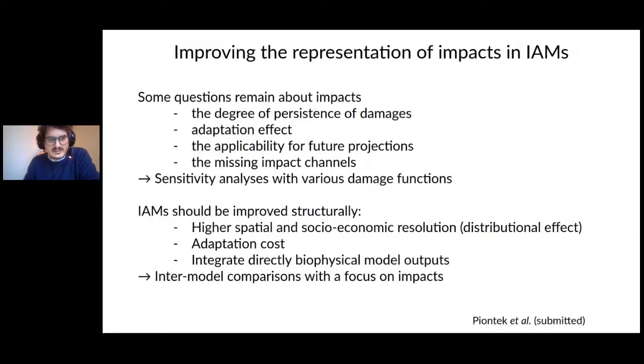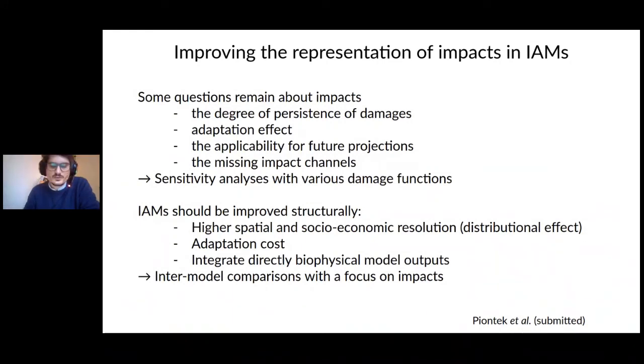And in the second part, integrated assessment models should be improved structurally to deal with the impacts, by having higher spatial and socio-economic resolution, to be able to capture the distributional effect, the heterogeneity in impacts. Also, they should account for the cost of adaptation, the measures of adaptation. And maybe they could be modified to directly include some biophysical model outputs, so basically you bypass this reduced-form damage function, if it's possible. For that, good progress could be made with the help of intermodel comparison exercises, with a special focus on impacts and the benefits of mitigation.